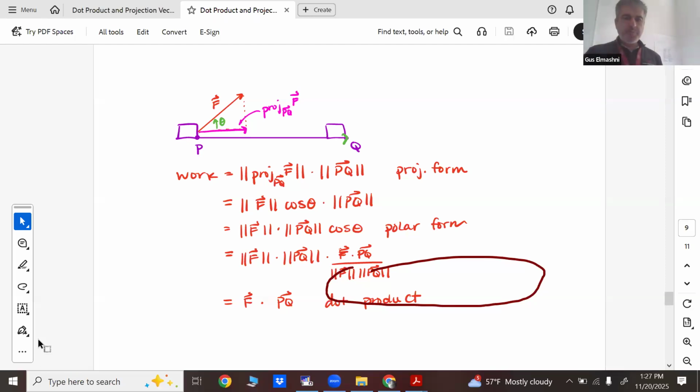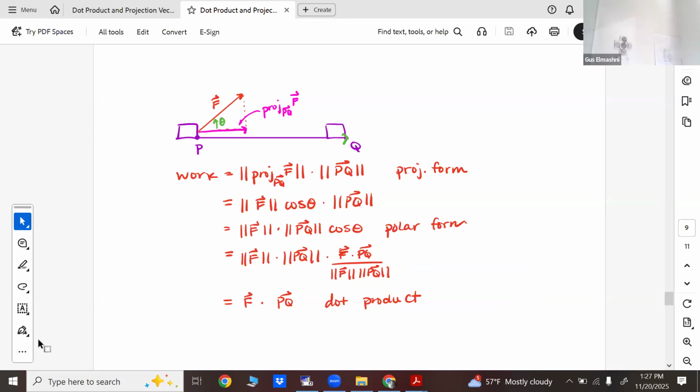Wait, so you're using a unit vector to find that projection? Correct. Basically, you're just multiplying the force by the cosine. What's happening here is, if I project F on PQ, it's really just the magnitude of force times cosine theta. So I have the magnitude of force times the magnitude of PQ times cosine theta. I know what cosine theta is from what we've seen earlier: the dot product over the product of these two magnitudes. And the magnitude of F and the magnitude of PQ just cancel. What does that represent?